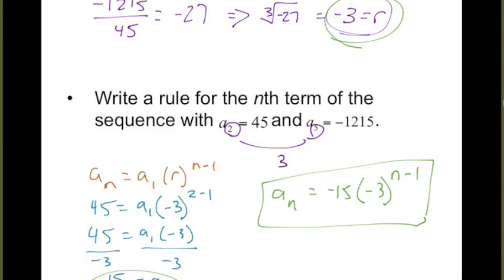And once again, you cannot do anything about that negative 15 and negative 3. We can't multiply them together. We can't do like a double negative thing and make them both positive. It just has to stay just like it is.